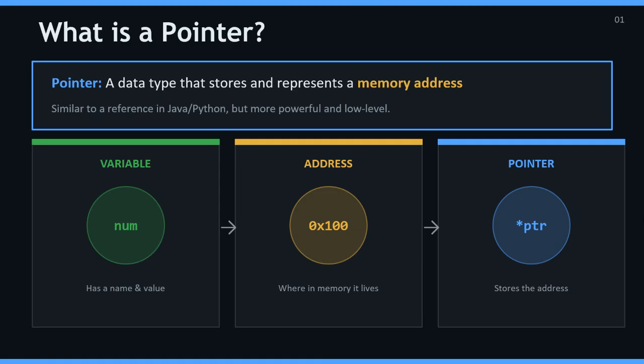So what is a pointer? A pointer is a data type that stores and represents a memory address. It's similar to a reference in Java, but it's a little more powerful and low level. So you have a variable, of any type, that has a name and a value, and that variable's value is stored somewhere in memory, right? So the place where it's stored is the address, so where in memory it lives. And the pointer just stores the address itself.